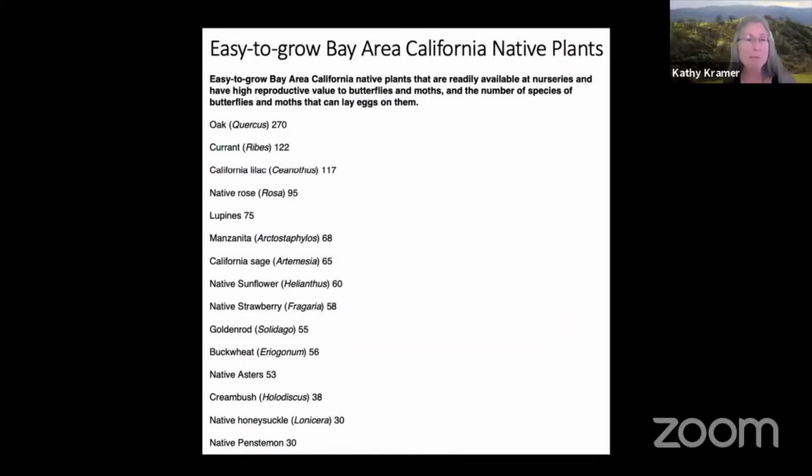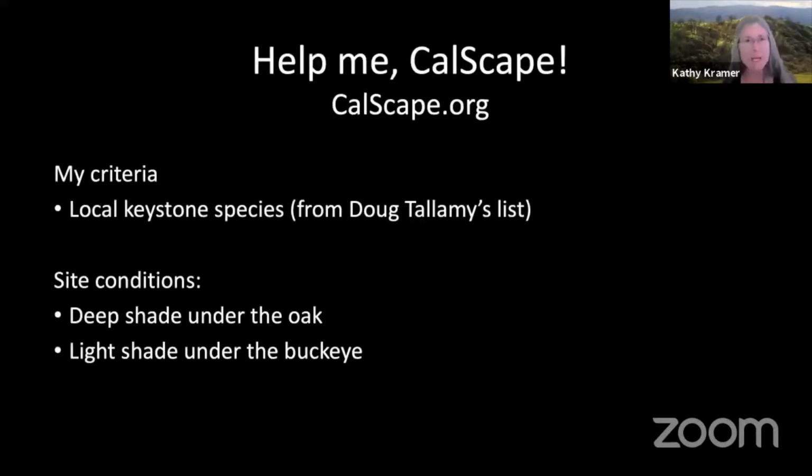and pulled out these plants that were readily available in our local native plant nurseries. And to the right is the number of butterflies and moths that can lay their eggs on them. But help me, Calscape. I feel like I would like a little more information. So Anne-Marie, let me turn it over to you now to talk about my criteria and how we're going to use Calscape also to help us select plants.